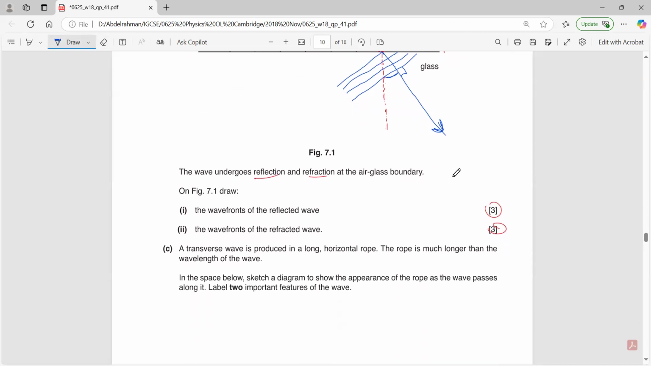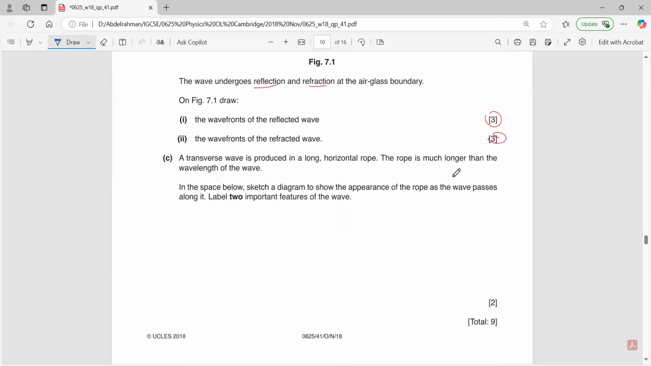A transverse wave is produced on a long horizontal rope. The rope is much longer than the wavelength of the wave. In the space below, sketch a diagram to show the appearance of a rope as the wave passes along it. Label two important features of the wave. Simply, we need to draw a transverse wave. How can I draw a transverse wave?